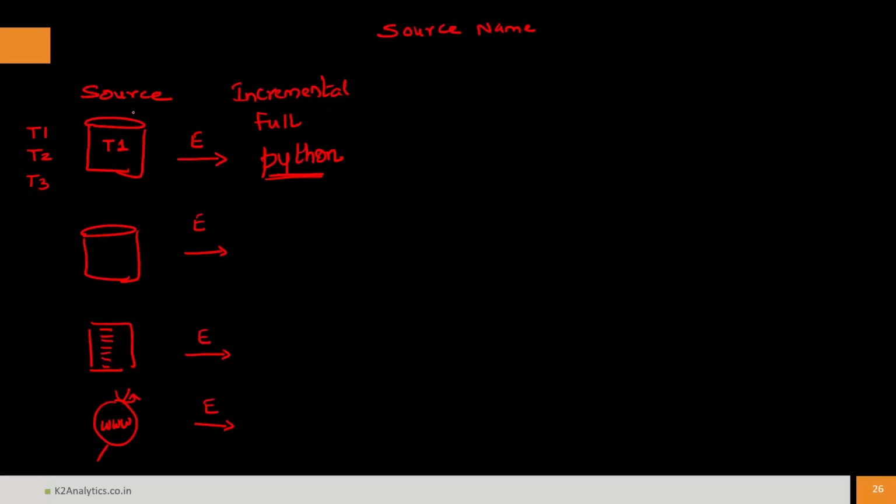We will give a separate name for each of the tables being extracted from this source. So let's say this is source 1, this is source 2, this is file source system 1, this is web source system 1, whatever is the name. So you may give some source name like S1T1, some logical name you will have to give. And most often when you extract data from a source, the source name itself will become the task name.